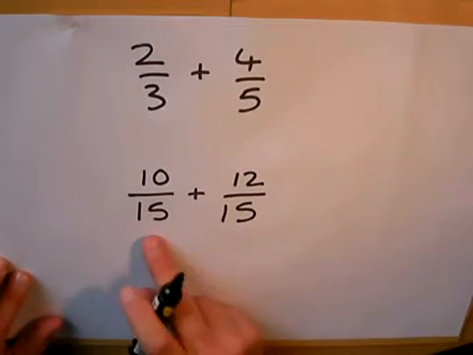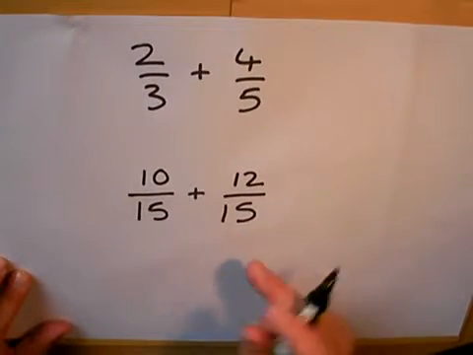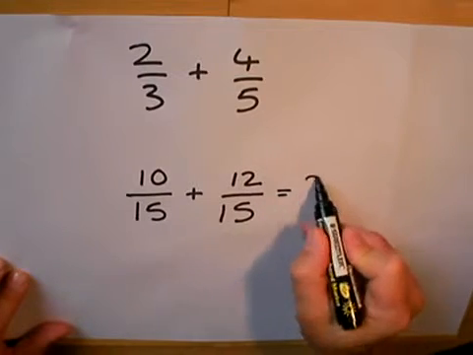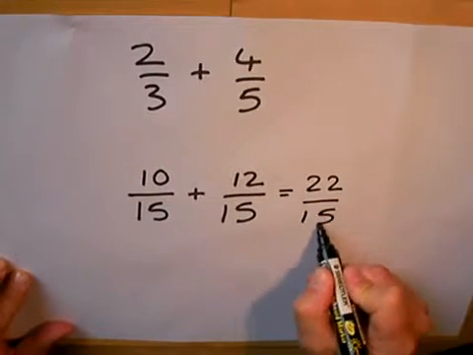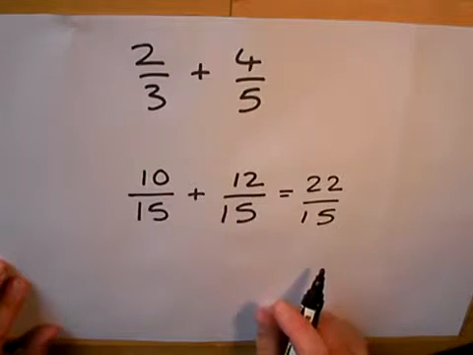But now these are the same type of fraction, they're both 15ths, I can add them together. 10/15ths and 12/15ths makes 22/15ths. Because this is a top-heavy fraction, I can make a mixed number, and I should write that as my answer.